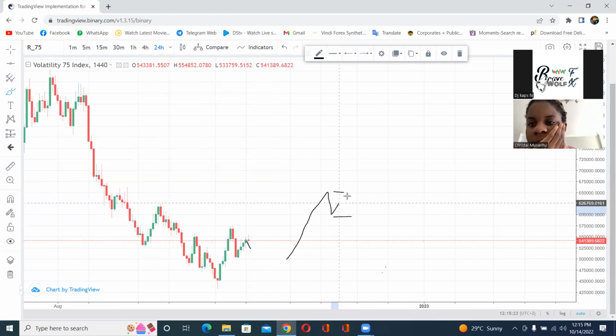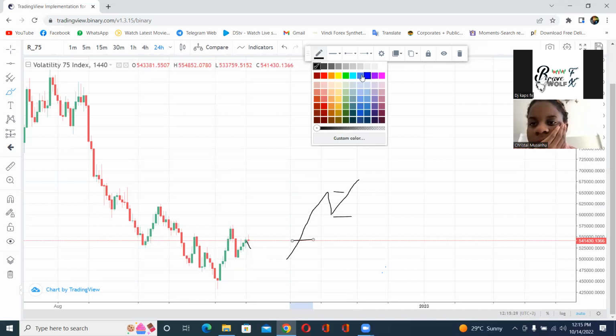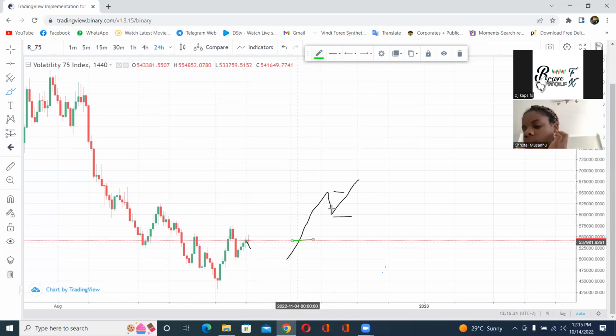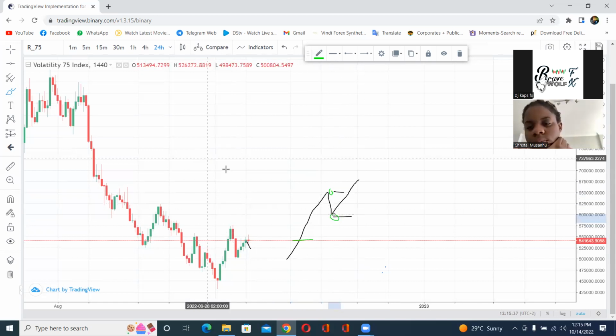And then when the market goes up, I just enter here with my buy. I'll be entering here and then leave it running. From here, when you are busy scalping, you are busy scalping. That's how it is.